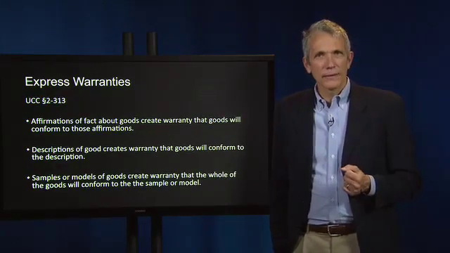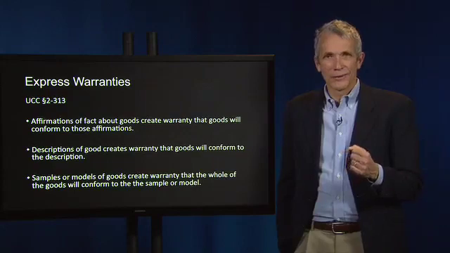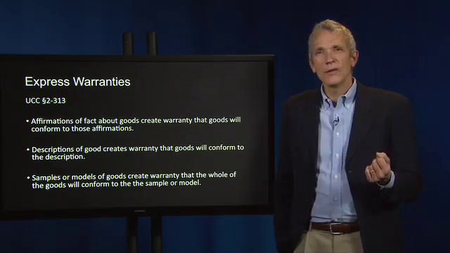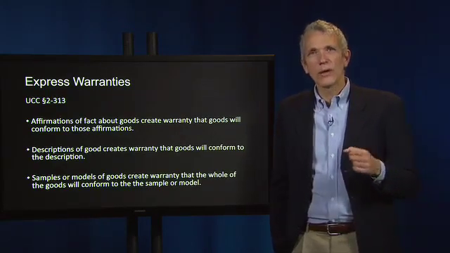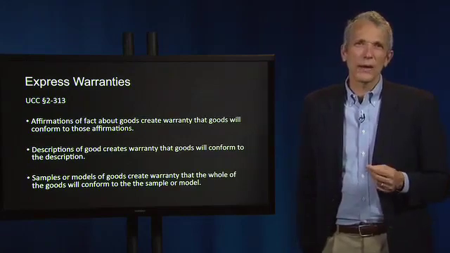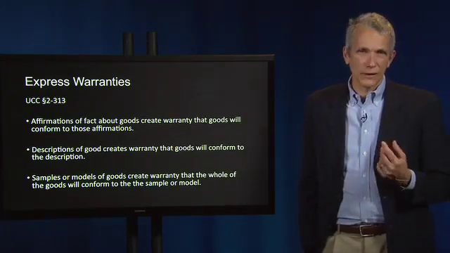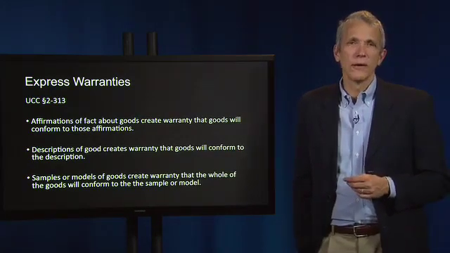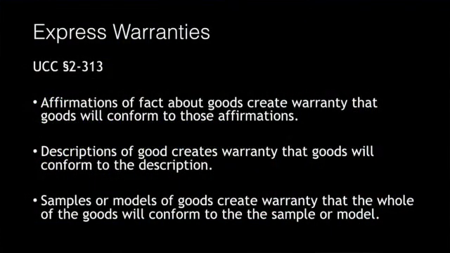Warranties, unsurprisingly, can also be express or implied. The UCC's Section 2.313 establishes 3 ways sellers of goods can create express warranties. First, any affirmation of fact the seller makes that relates to the goods being sold and becomes part of the basis of the bargain creates an express warranty that the goods will conform to that affirmation.